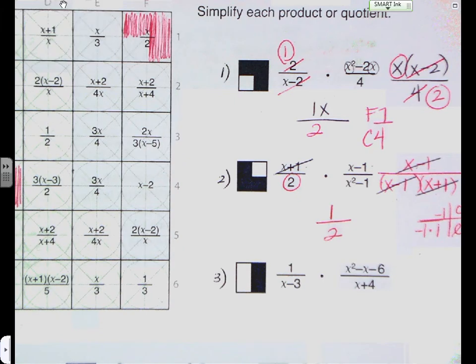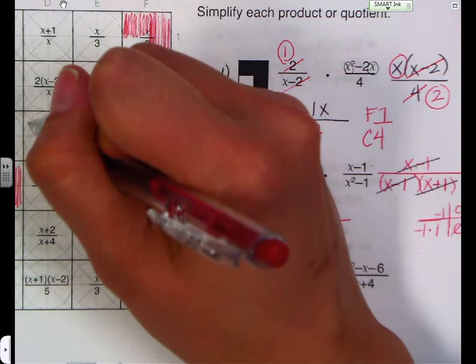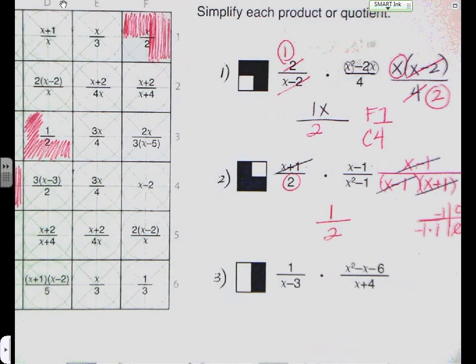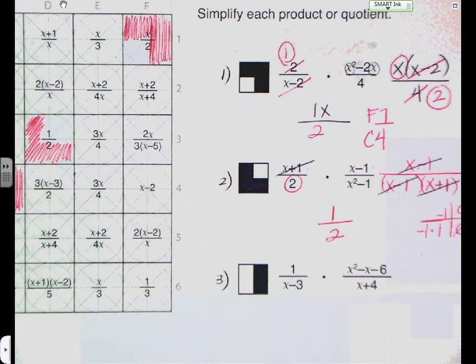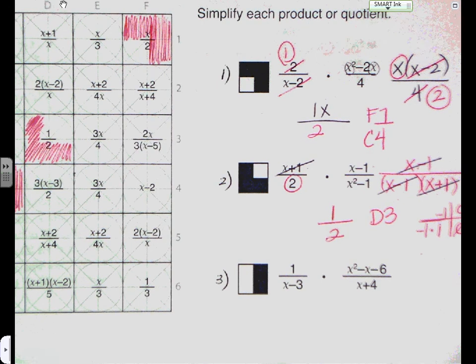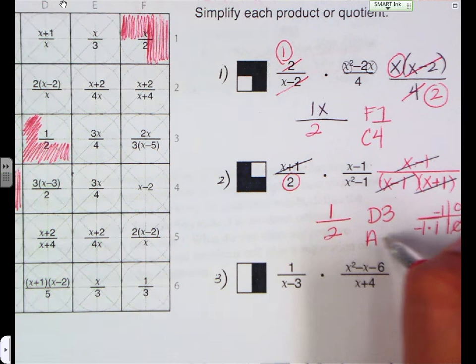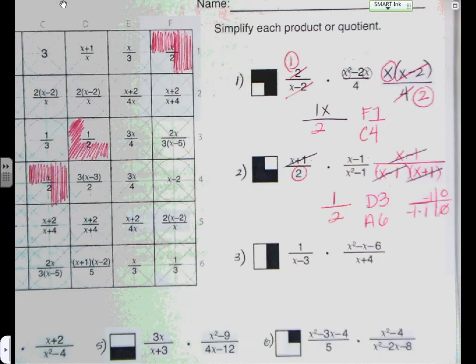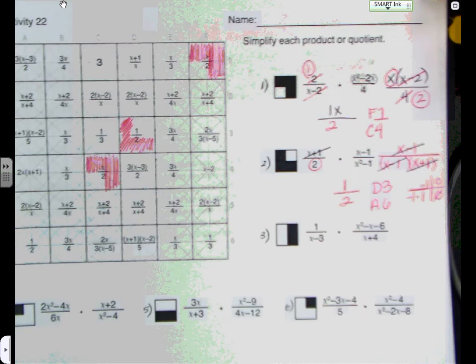Alright, so since our final answer was 1/2, you're going to shade in that design under 1/2. Okay, and that is actually column D, row 3. And I also see it under column A, row 6. So you would shade that in that area, okay? I'm going to go ahead and move on to number 3.